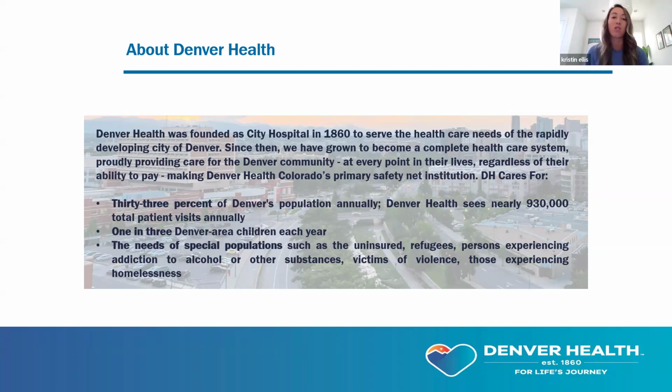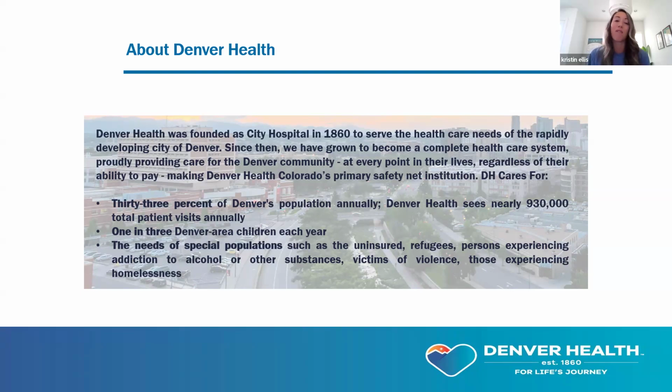And I think that really encapsulates what we do. We provide care and services to people at all points in their life and regardless of their ability to pay. So Denver Health is what we call a safety net institution, meaning we provide healthcare to folks regardless of their insurance status and regardless of their ability to pay. So we provide millions of dollars in uncompensated care each year. We see a huge proportion of the Denver population. It's estimated that we care for 33% of the population in Denver each year. That also equates to 1 in 3 Denver area children.